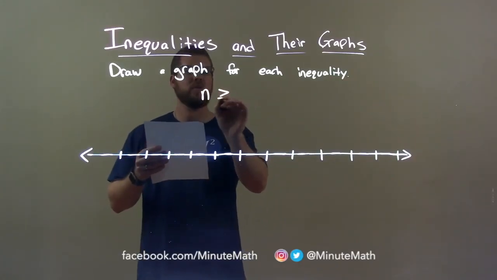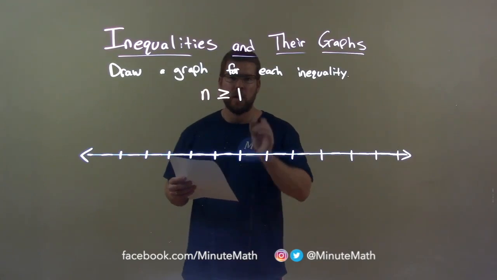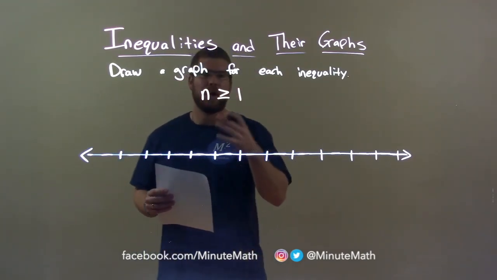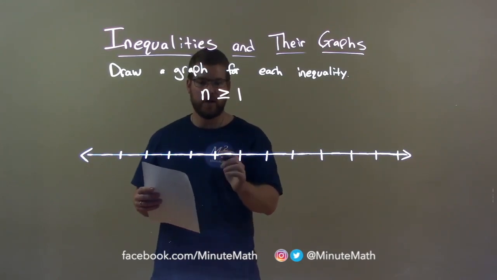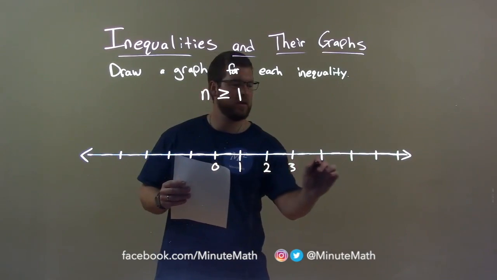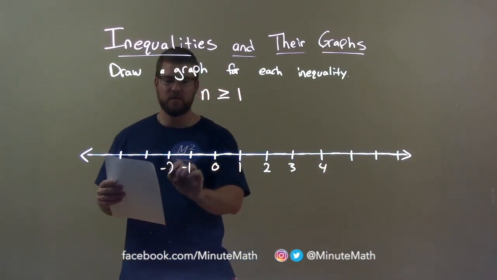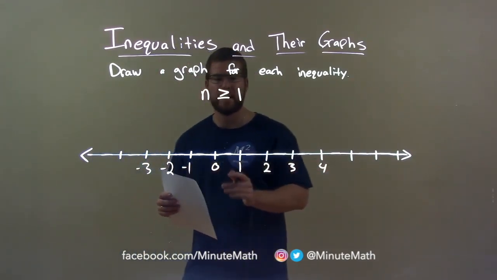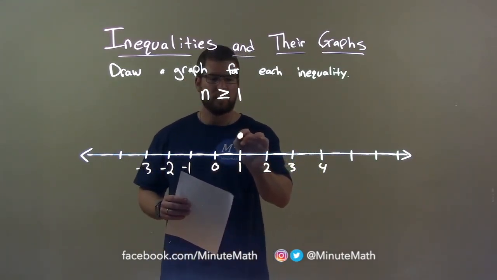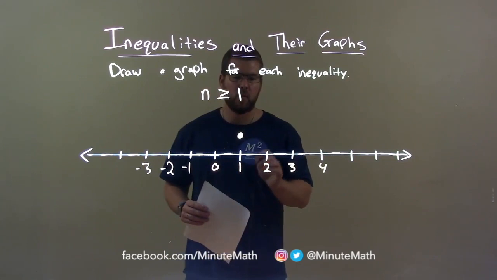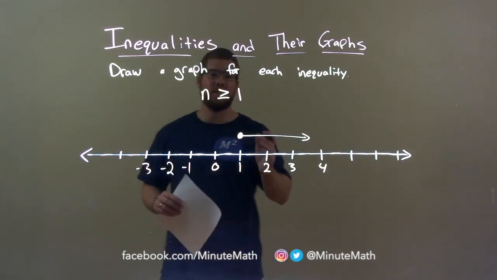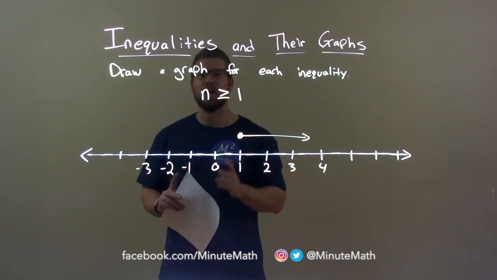n is greater than or equal to 1. Well, first thing I want to do is to get n by itself, or n's already by itself, right? But I want to graph this. So on the number line here, I want to have 0, 1, 2, 3, 4, and -1, -2, -3. All right. n is equal to 1. That means we have a closed circle at 1. n is greater than 1, which means we shade to the right, and there we have our graph. This graph now matches our inequality for n is greater than or equal to 1.